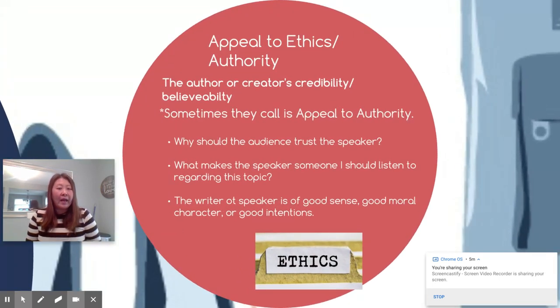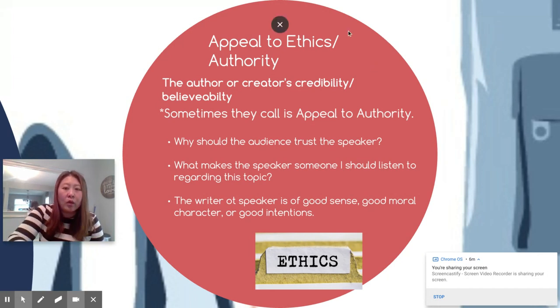So you might have heard of that. So ethos, ethics. Okay. So you see that word. I'm pointing with my finger. I always forget, I can't do that. So there's that word, appeal to ethics. And what I also wrote here is authority, an appeal to authority. So the author or creator's credibility or believability here is really important. Sometimes, like I said, they will call that an appeal to authority.